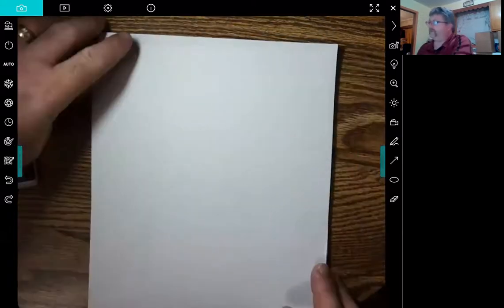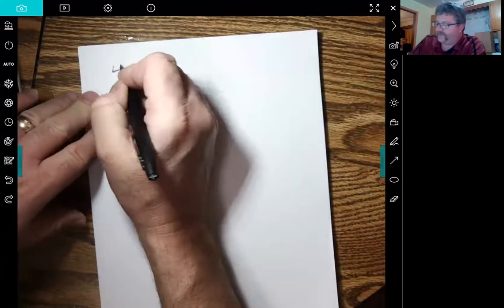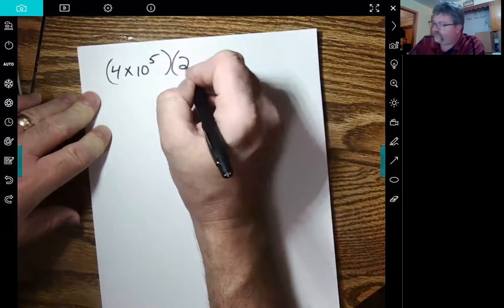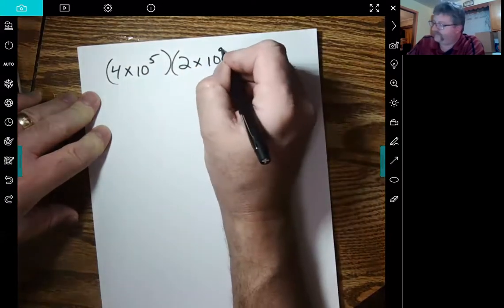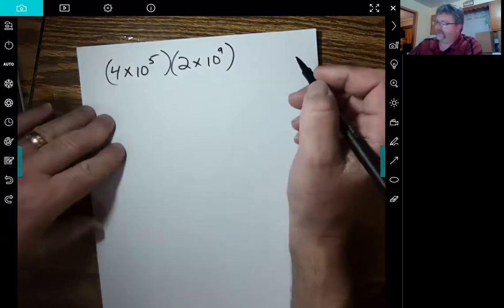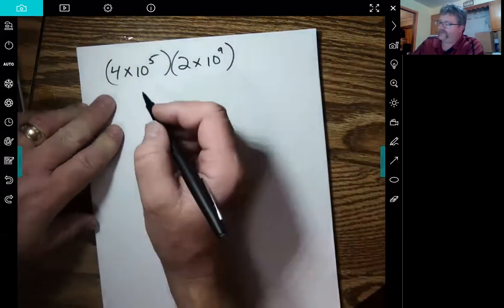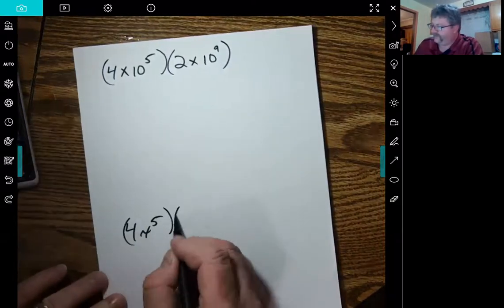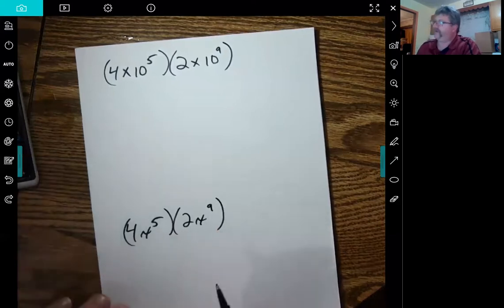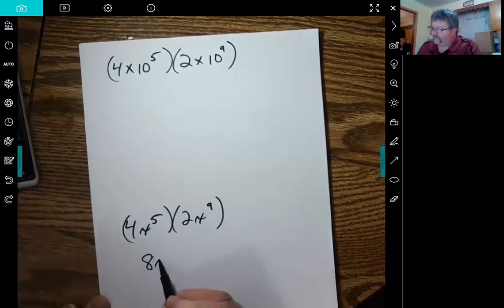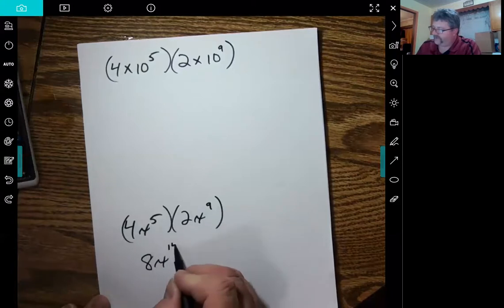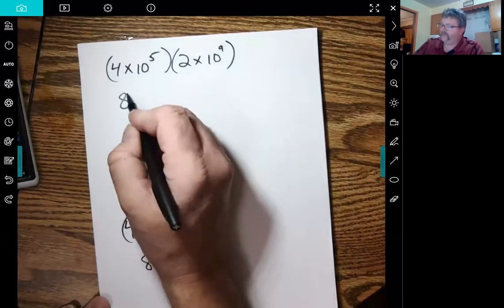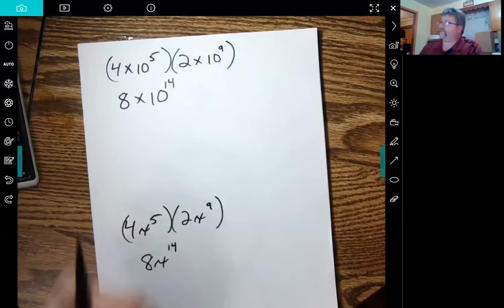If you're asked to do a calculation in scientific notation, which I don't recall any on the exam, to be honest with you, but just in case, if we were asked to do something like 4 times 10 to the 5th times 2 times 10 to the 9th, it's very similar. 4 times 2 is 8, and 10 to the 9 plus 5 is 10 to the 14th. So it's 8 times 10 to the 14th.